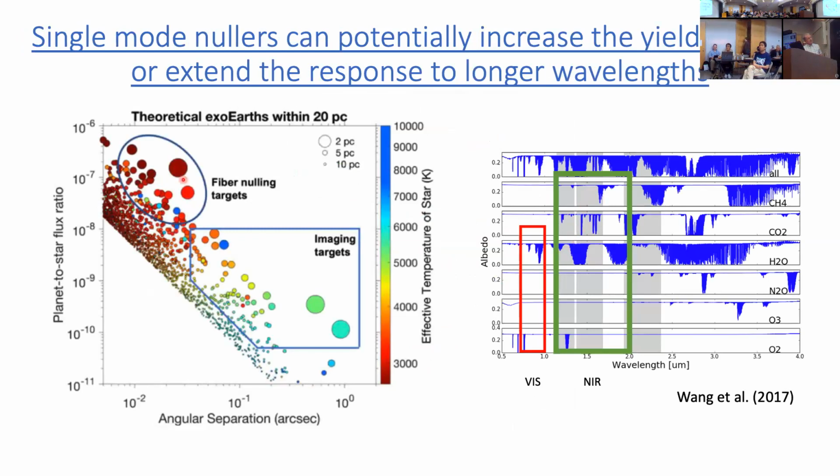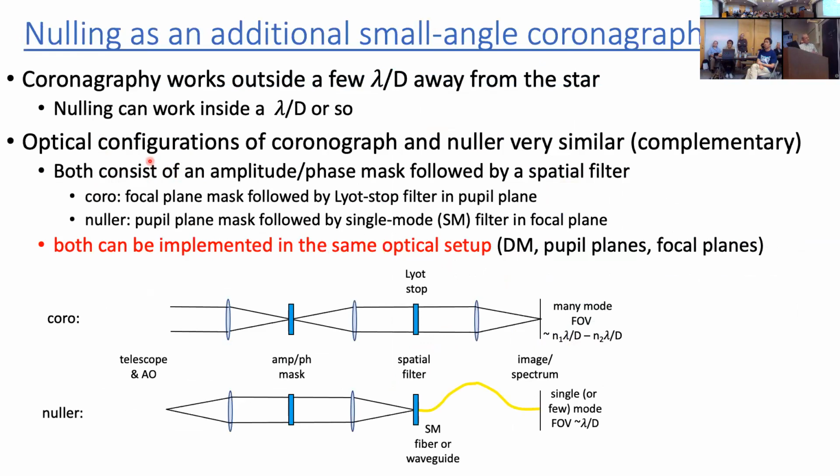And remember that null depth of 10 to the minus 6 to 10 to the minus 8, that puts us right here. So it is conceivable that if you add a little bit of instrumentation to Habitable Worlds, you can actually get to these targets. I think I got one more chart. Yes, this is the last one.